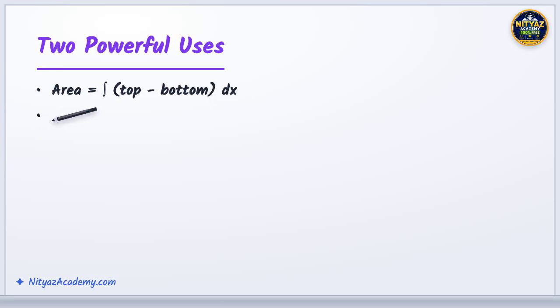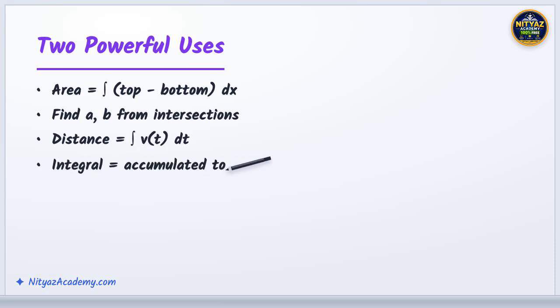Let's review. To get the area between curves, integrate top minus bottom between their intersection points. To get distance, integrate velocity over the time interval. The common thread is that a definite integral accumulates a quantity. Whenever you need a running total, area, or distance, integration is your tool.